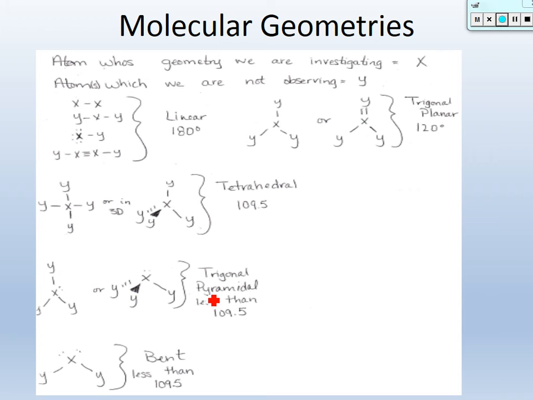Trigonal pyramidal. How many atoms attached to it? 3, but it doesn't have a lone pair. Yeah, so 3 atoms and one lone pair is trigonal pyramidal. Bent, how many atoms attached to it? 2. And how many lone pairs? 2 lone pairs this time. And finally, trigonal planar, how many atoms attached to the central atom? 3. Any lone pairs? No.